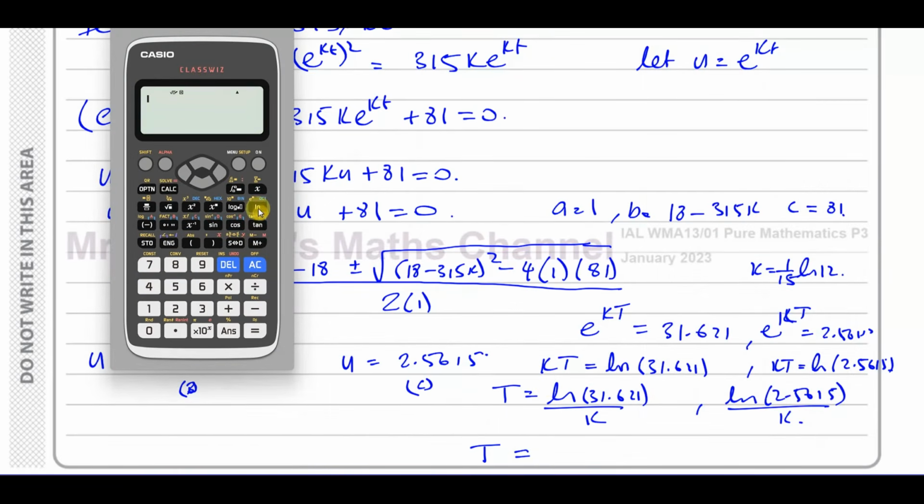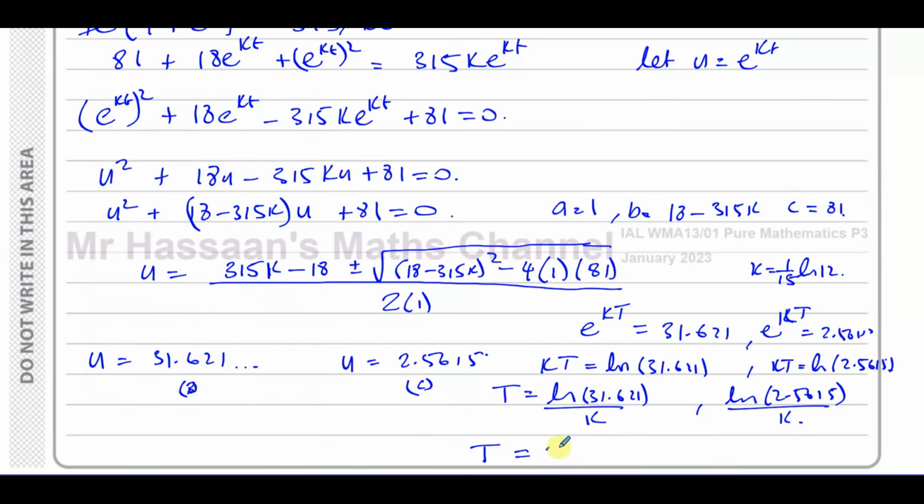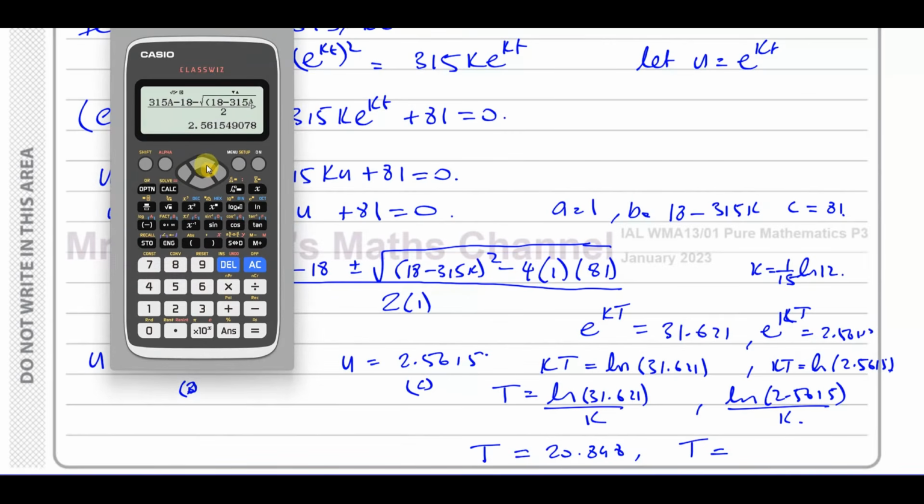So our values of t will be, we can take the ln of b, divided by k, which I stored as a, and that gives me 20.848. And t equals the ln of c over a. So I'll change this, and that gives me 5.6779.